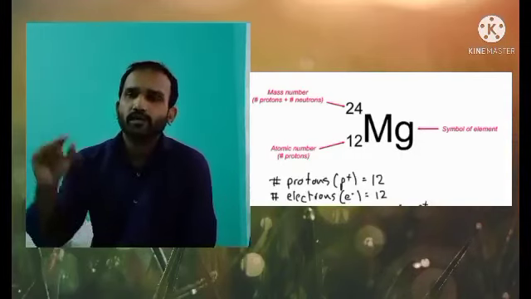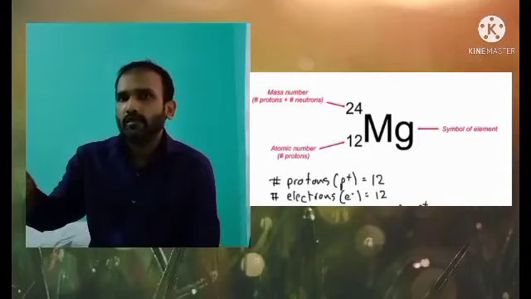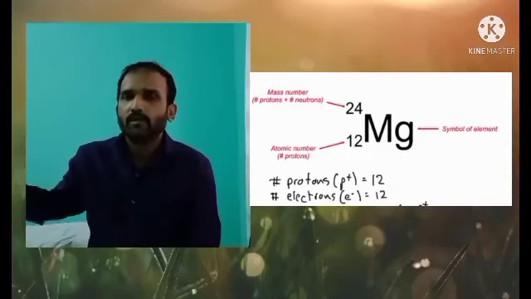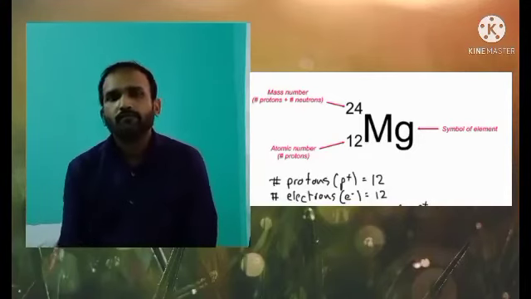The mass number we write on top of the symbol and the atomic number we write on the bottom of the symbol. So for magnesium we write the mass number on top as 24 and the atomic number below as 12. So that is how we write the atomic number and mass number.